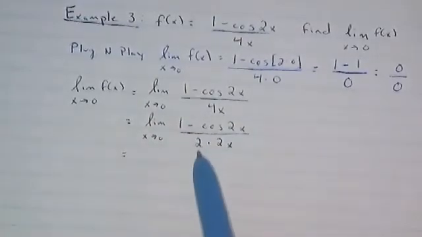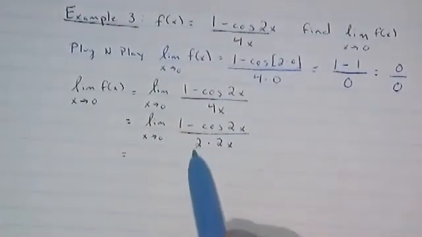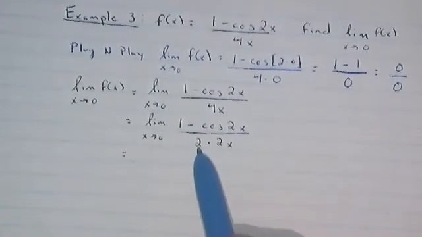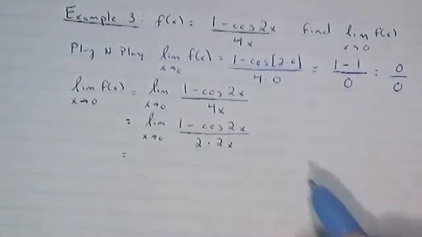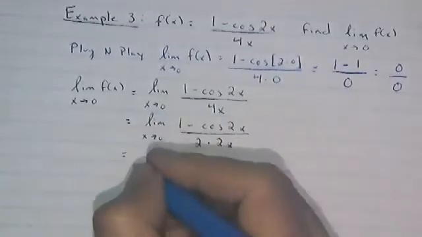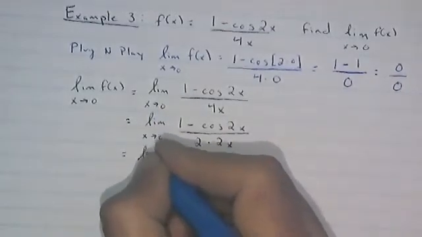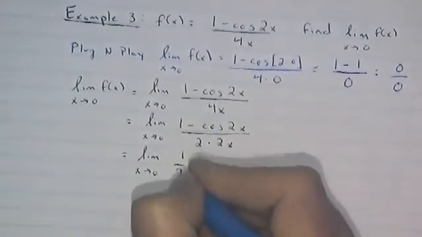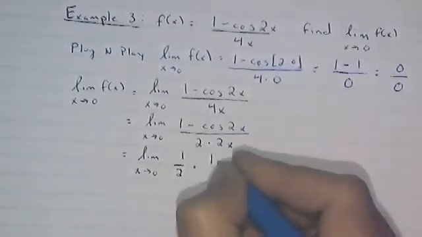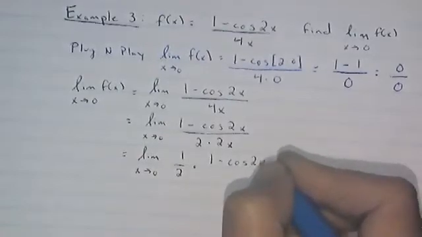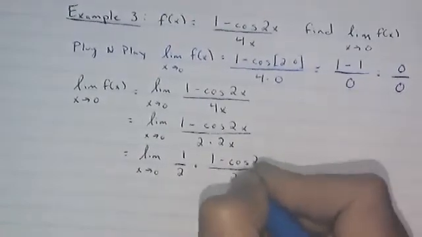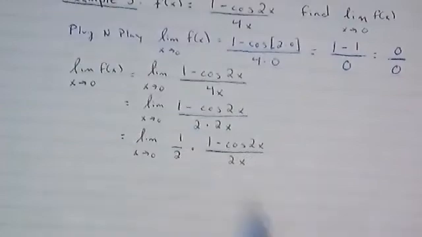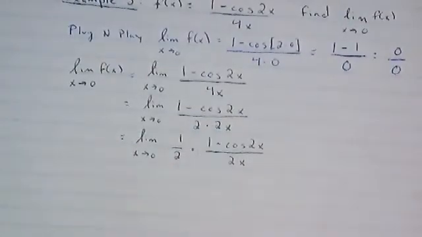Anytime we've got a whole number in a denominator, we can turn that into a multiplication by its fractional equivalent. I'm talking about that this is really the limit as x approaches 0 of 1/2 times 1 minus the cosine of 2x over 2x. Don't believe me? Just multiply this out and get back here. Just factor out the 1/2.